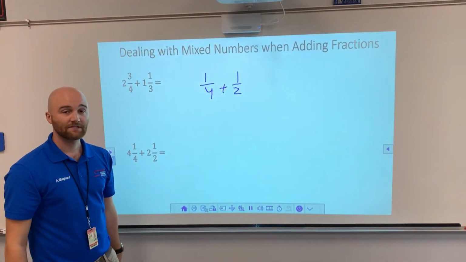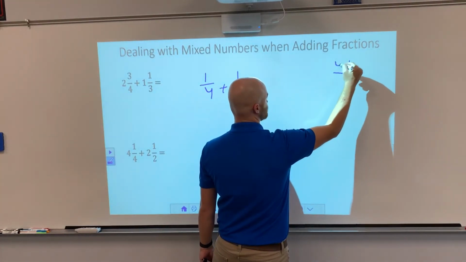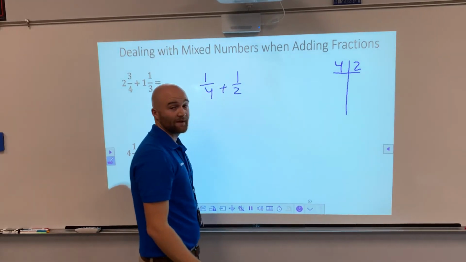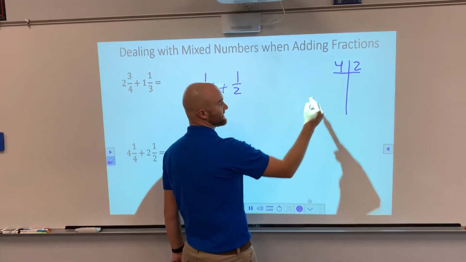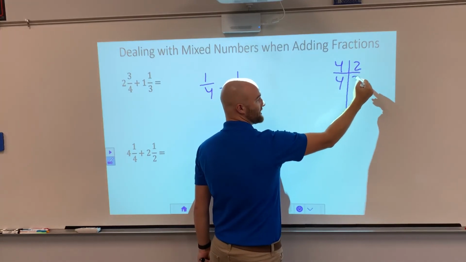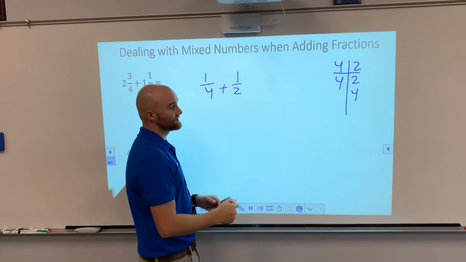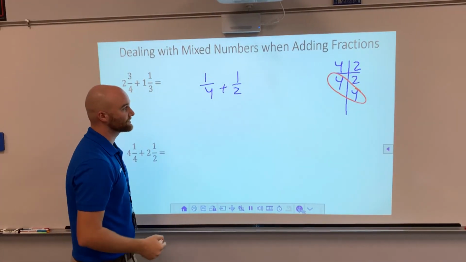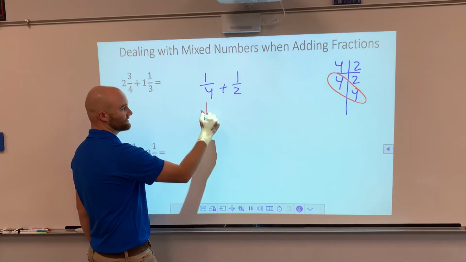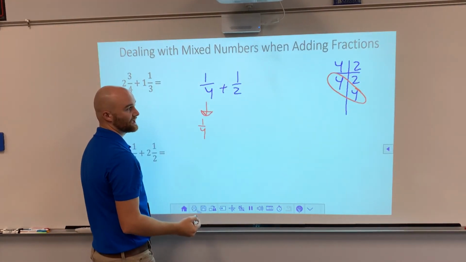I'm going to make myself a T-chart to find their LCD. I'm going to count by 4s and 2s, and most of you can just see it right away. You know exactly what it's going to be. But if not, don't worry, you'll get better over time. I see the 4s on both sides, so I'm going to change these both into fourths. This one is already in fourths, so it gets to stay as fourths. But this one has to change.